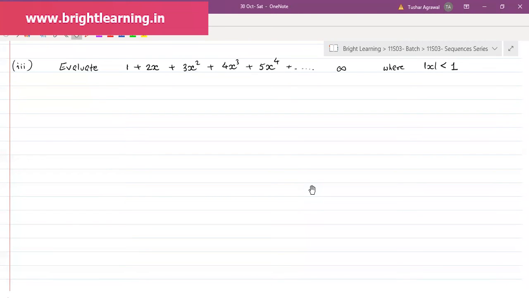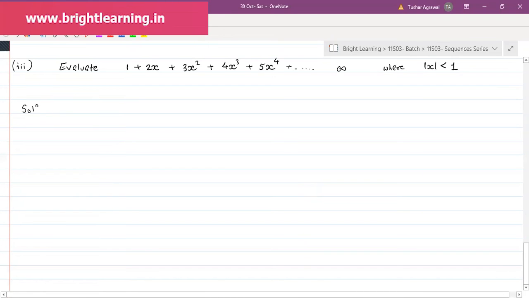Are you getting it, Pujita? No, sir. Okay, see. Sir, could you explain, sir? While I'm explaining, write down. Okay. See, S up to infinity. S is equal to 1 plus 2x plus 3x square plus 4x cube and so on.